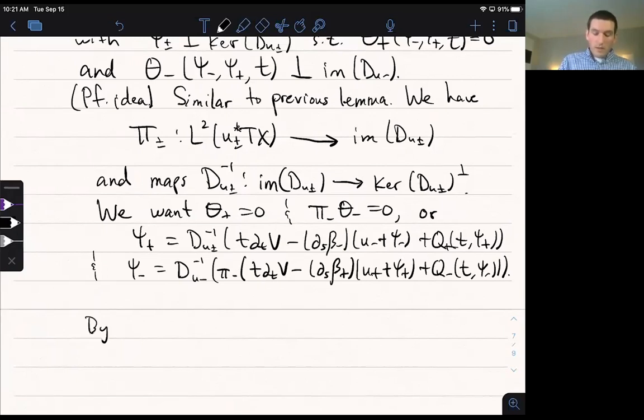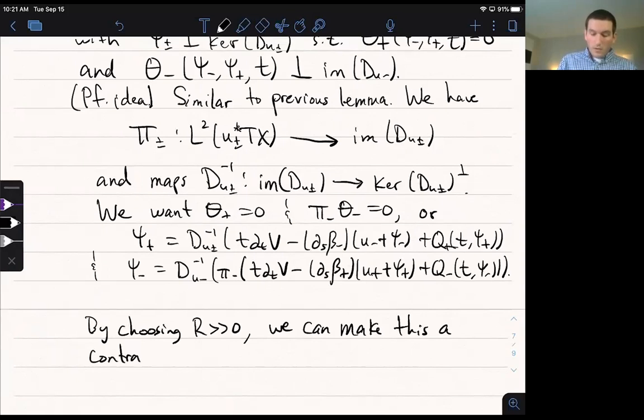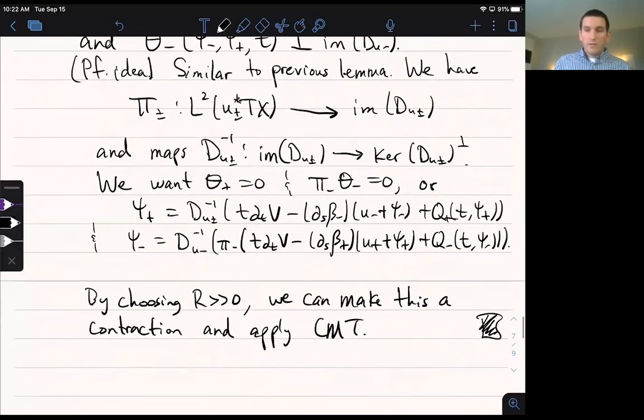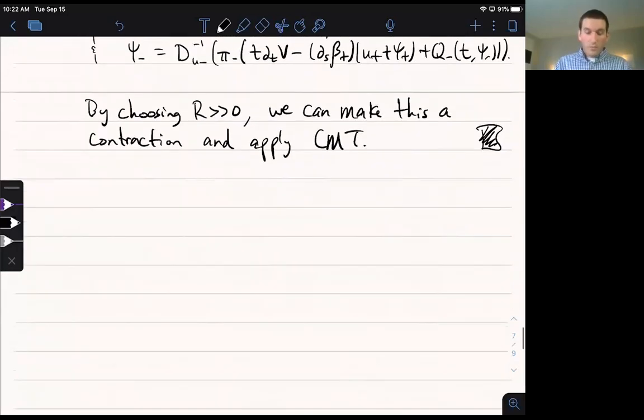And then, just like last week, by choosing R sufficiently large, we can make this a contraction map, or a contraction. And then just apply the contraction mapping principle. So as last week, except that we have to project out the theta minus direction if we want to solve it. So we still have this theta minus surviving, where theta plus vanishes. So we have an obstruction.